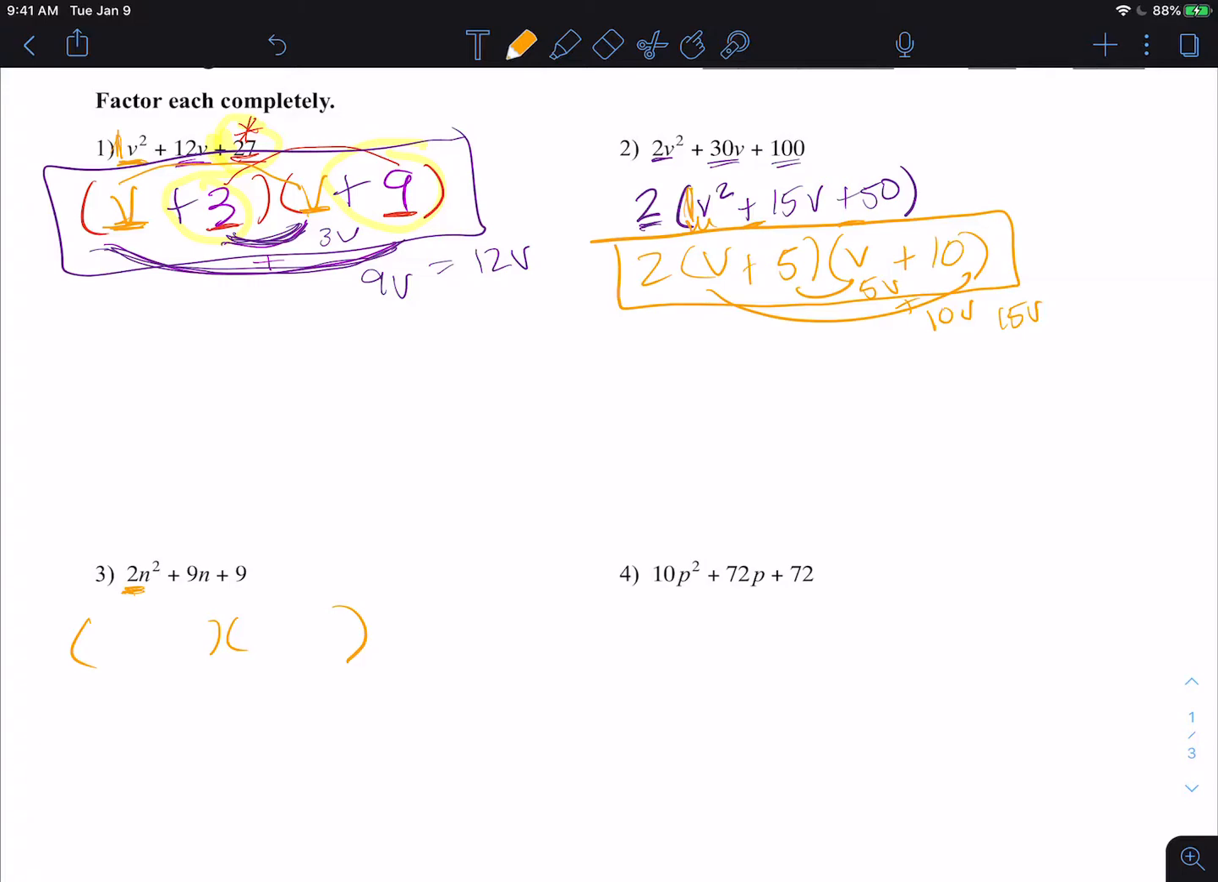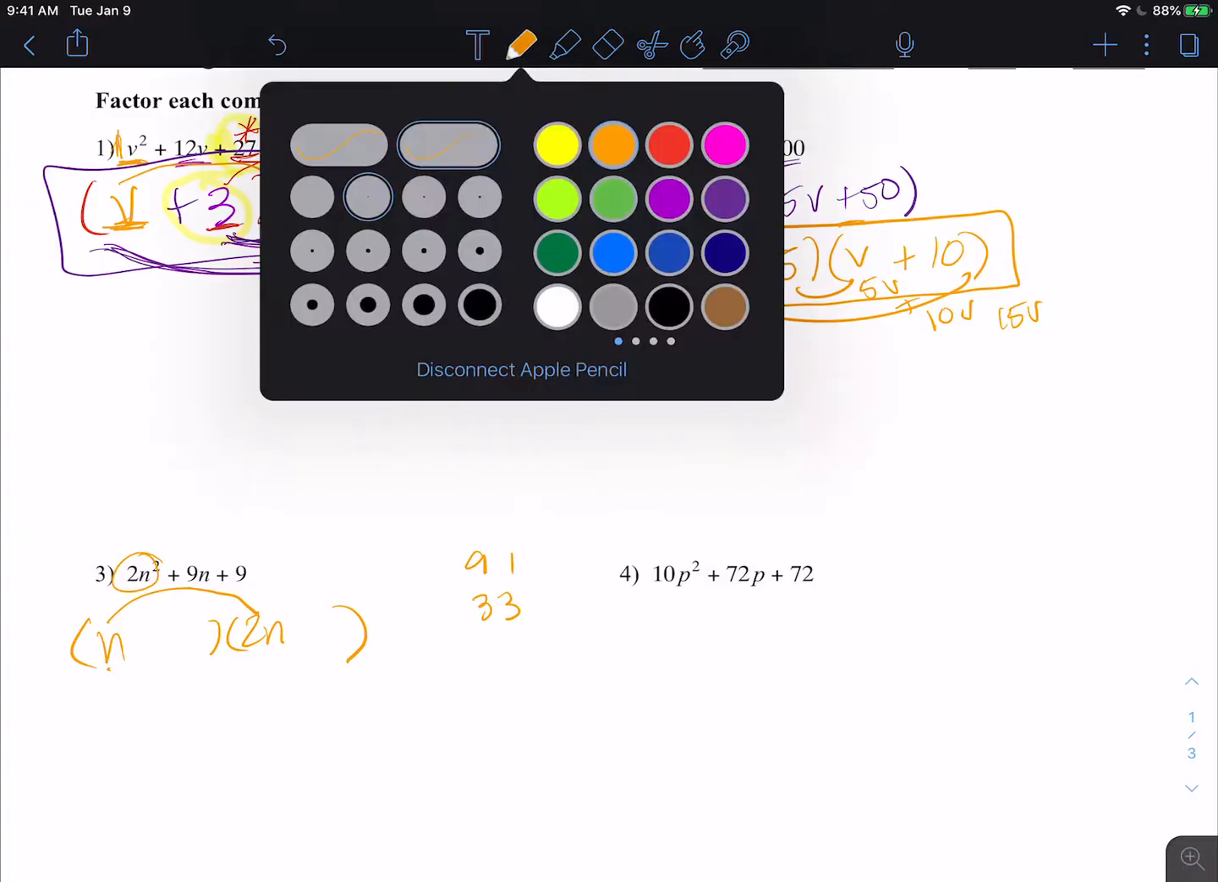The only thing that multiplies to 2 with whole numbers is n and 2n, or I could have put 2n and n, right? So these two things multiplied together give me the 2n squared. Now, if we look at 9, I know there are two things that multiply to 9. I've got 9 and 1, and 3 and 3. So I could put those options in there.